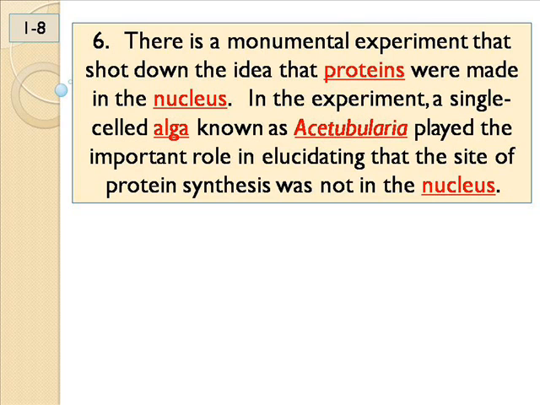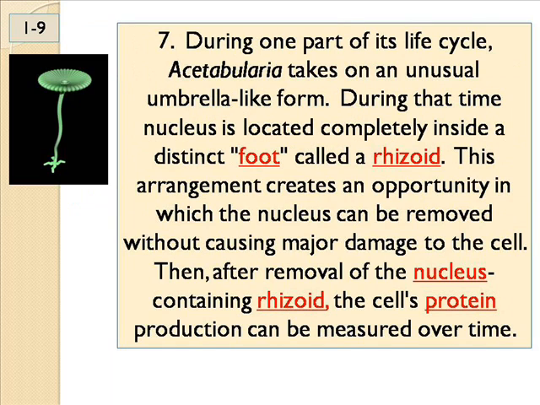Acetabularia is a type of plant, and it's the coolest thing because it's got a foot, and in that foot you can find the nucleus. If you cut the foot off, you won't kill the plant, but you will remove the nucleus. So here's what we're talking about. That's a look of it. It's a little teeny thing, it looks like an umbrella on top of it, and right here's the foot. And that's where the nucleus is. Now, this thing is called the rhizoid.